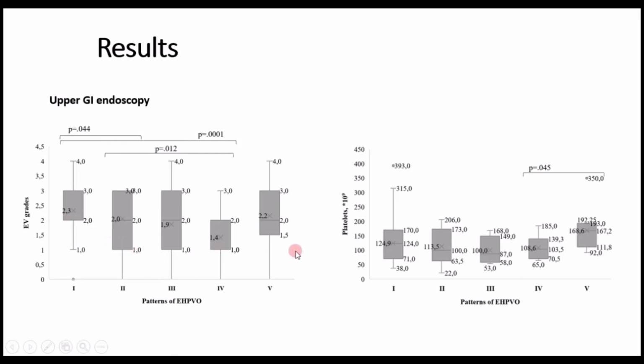Thrombocytopenia was a common clinical feature of the type 3 pattern, and it was observed in all cases. Nevertheless, significant differences in platelet concentration were found only among children with type 4 and type 5 patterns.